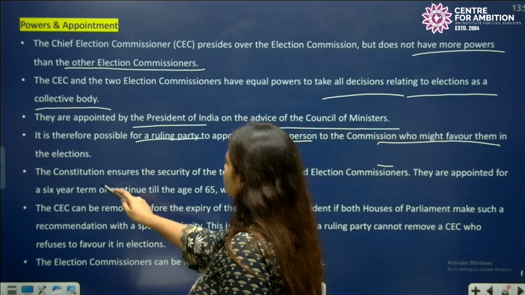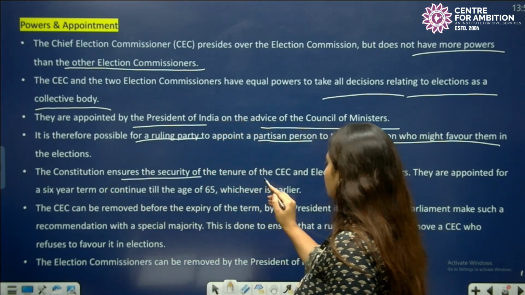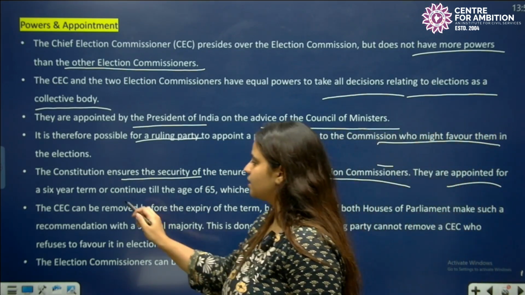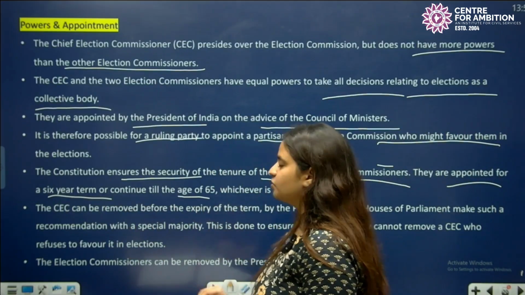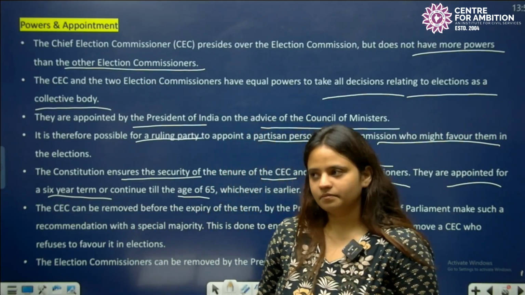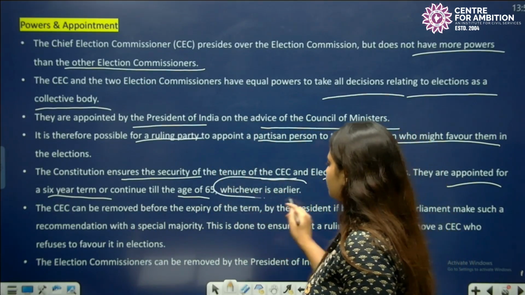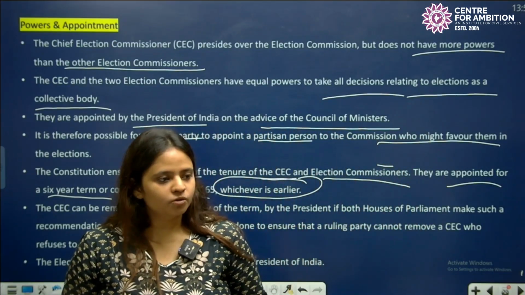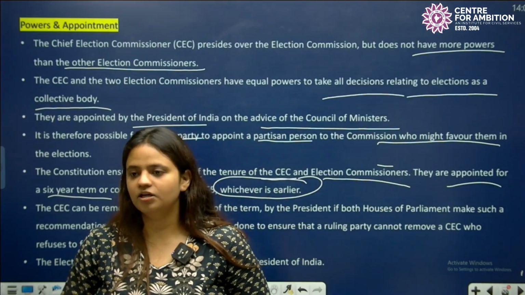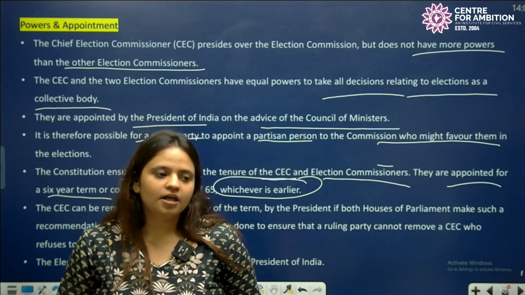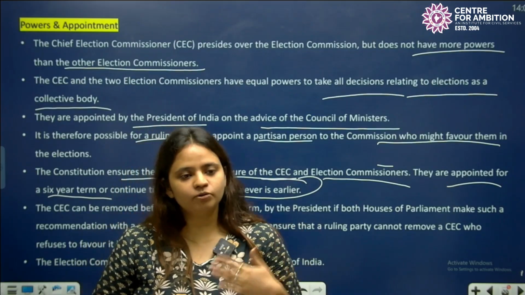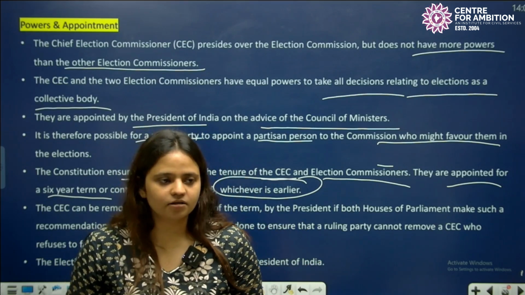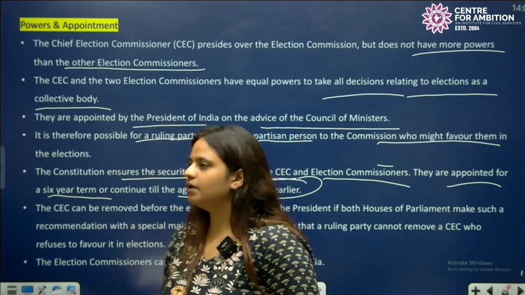Okay. The constitution ensures the security of tenure of the CEC and election commissioners. They are appointed for a term of 6 years or until the age of 65, whichever happens first. Okay, whichever is earlier. If your term of 6 years expires first, then your tenure ends, and if you turn 65 earlier than the end of your 6-year term, then also your tenure can expire.